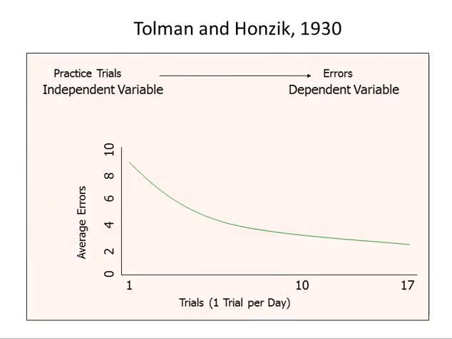So the independent variable, number of practice trials, the dependent variable, number of errors. We can see them sloping downwards from trial 1 to trial 17. The average number of errors starts off at 10 or around 9 or so, and then increasingly goes down and down and down.